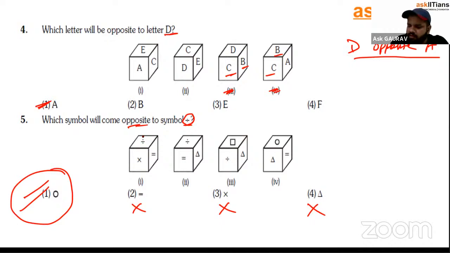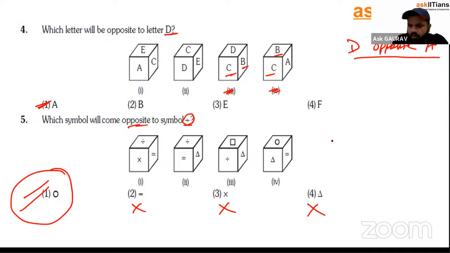Arey, see the adjacent side. Like cross is there, multiply is there. These are adjacent, so they cannot be opposite. So eliminate them. Triangle sign cannot be there either. Eliminated. The only option left is the circle.